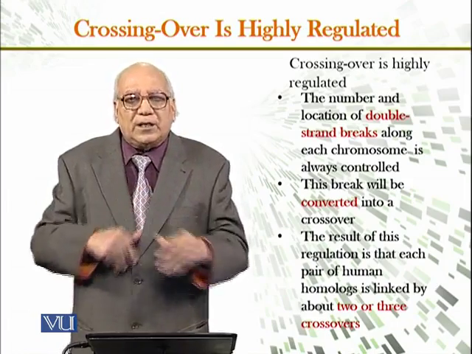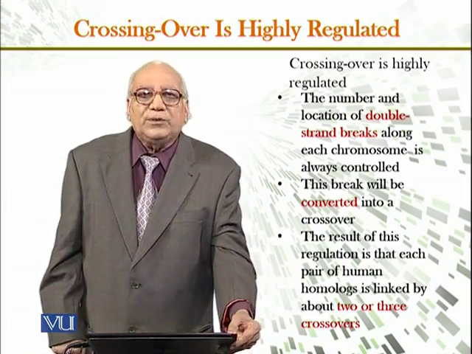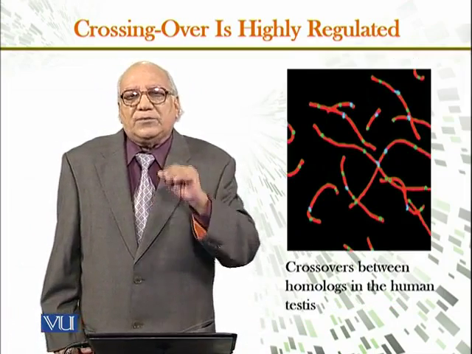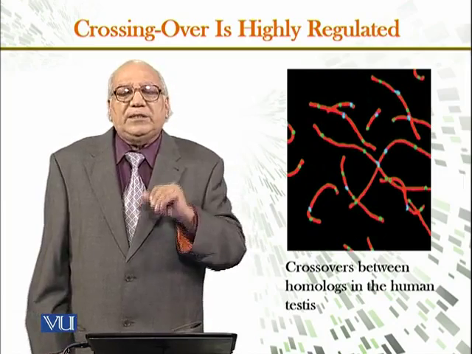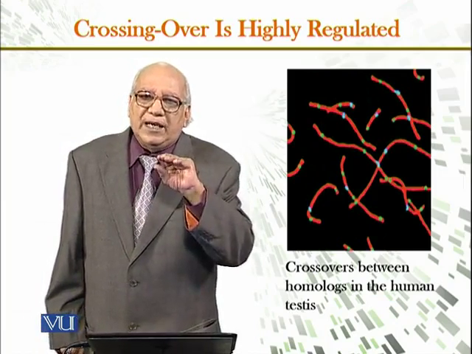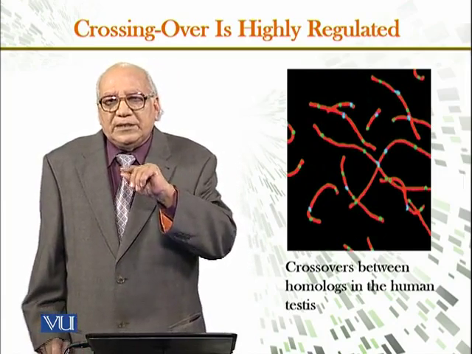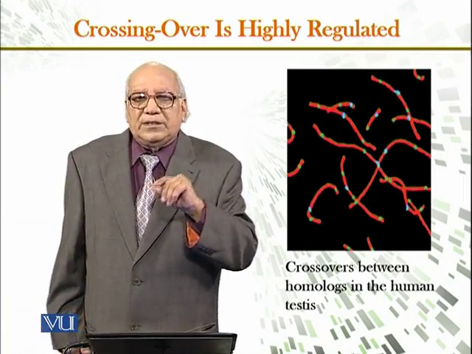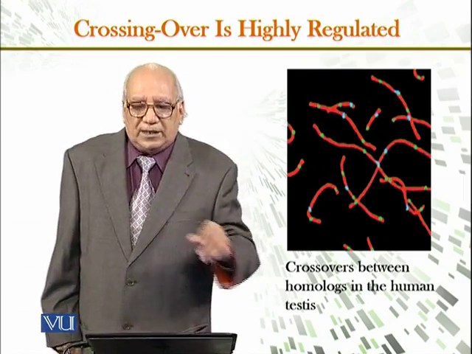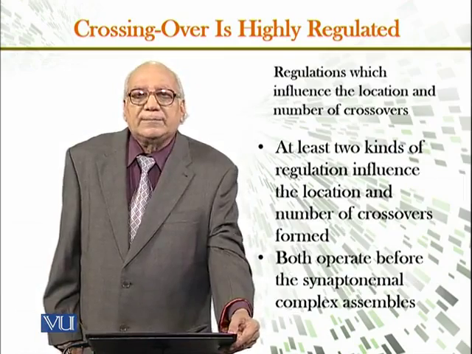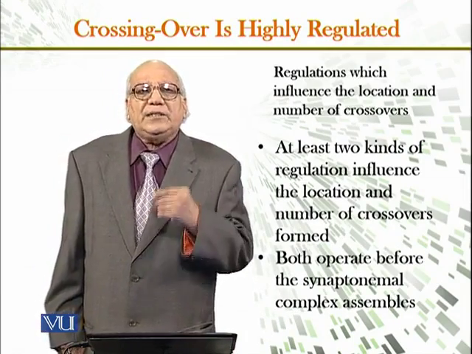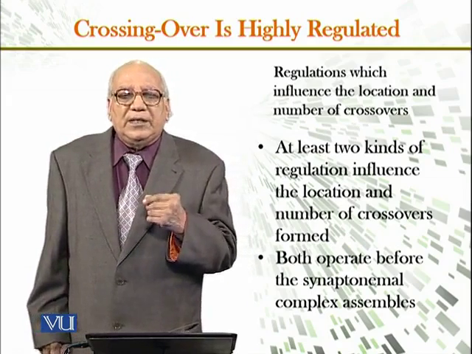or three crossovers in humans, as we have seen in this picture, where the crossover between the homologs in the human testes has been indicated. You can see there is a crossover, there are the white dots, red dots, and they are crossing over to transfer the genetic material.